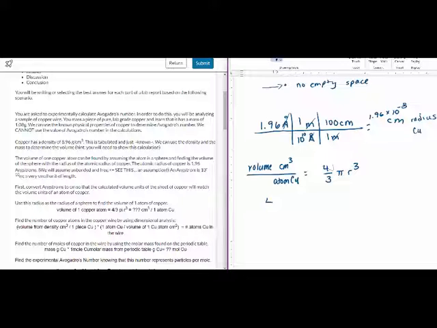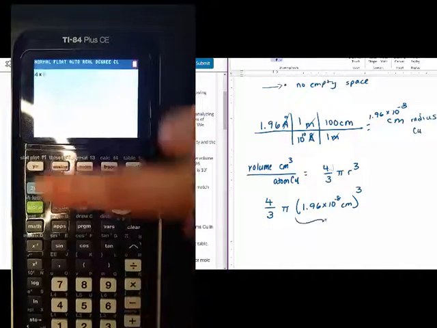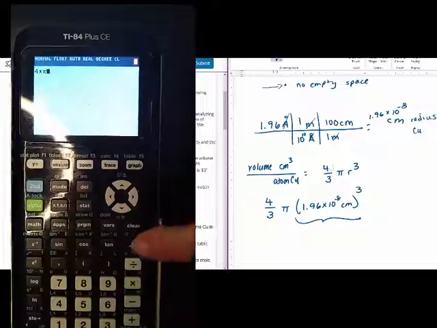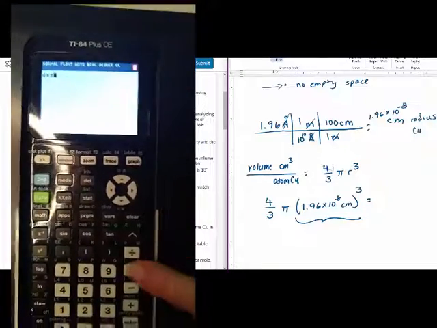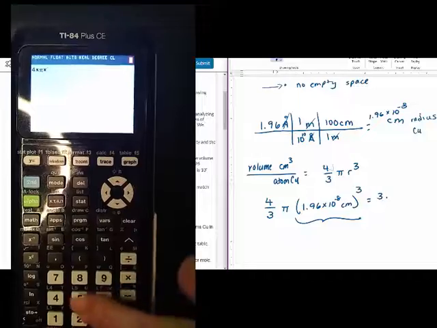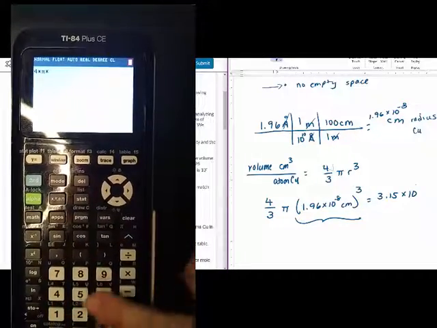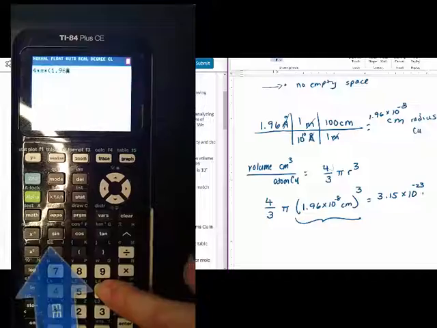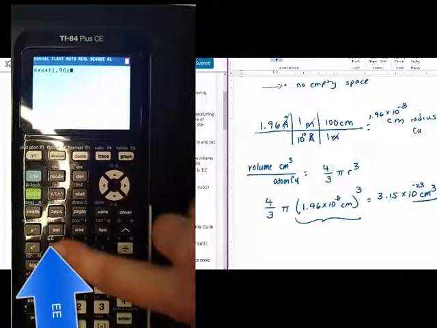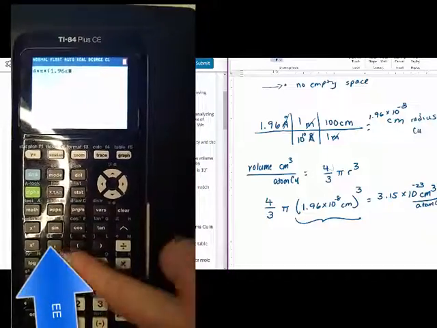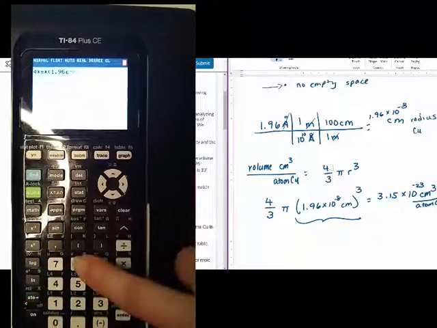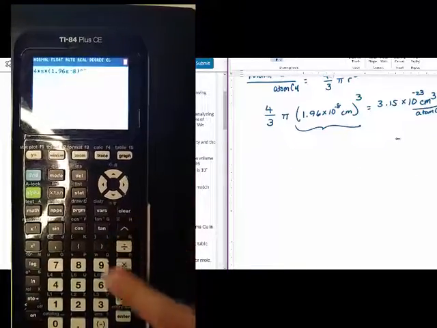So we need to plug in our radius. So 4/3, the number pi, and then our radius, 1.96 times 10 to the negative 8 centimeters, and we're going to cube that. Now again, you have to enter this into your calculator correctly, and you should get the volume of one atom of copper is 3.15 times 10 to the negative 23 centimeters cubed, and that is per atom of copper.